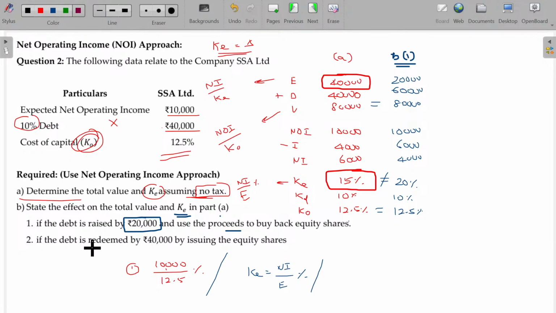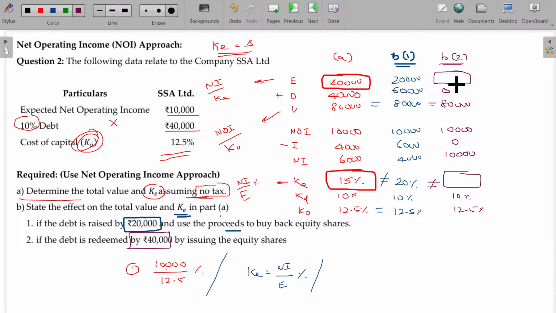Next, if debt is redeemed by 40% by issuing equity shares. B2: debt is redeemed, then the debt becomes 0. Value remains the same, and NOI is 10,000. We don't have any interest commitment, NI being 10,000. KE is changing, so this is not the same. This will be 10%, this is 12.5%.